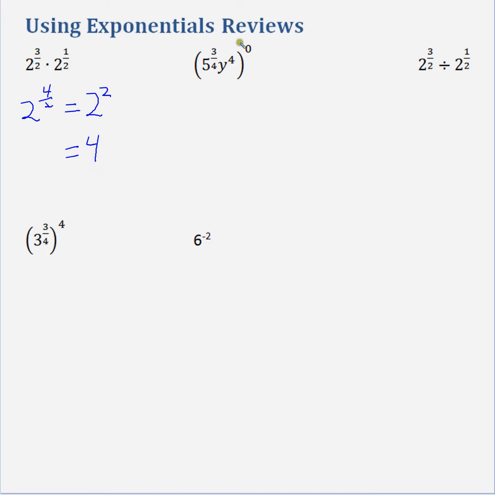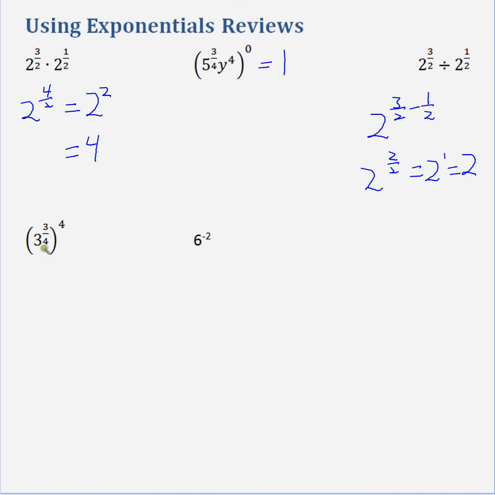This next one is very simple if you remember the rule. This is just some number to the 0 power, and anything to the 0 power is 1. We have division here, and when we have division with exponents, they're the same base, so we can subtract the exponents. So this is really just 2 to the 3 halves minus 1 half. We're subtracting the exponents. Well, that's 3 halves minus 1 half is 2 halves, which is really just 2 to the first, which is just 2.